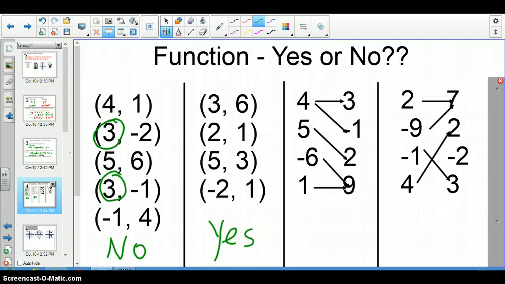Now let's look at these two here on the right. These are mapping. Well, if you look right away, 4 goes to 3, and 4 goes to 1. So if we write those, that would be 4, 3, 4, 1. That means there's a repeated x. So no, it is not a function. You can have two x's go to 1 y. That is fine. But you can't have an x go to 2 y's. So if we look at this next one, 2 goes to 7, -9 goes to 7, 1 goes to 3, 4 goes to 2. There's no repeats there, so yes, it is a function.